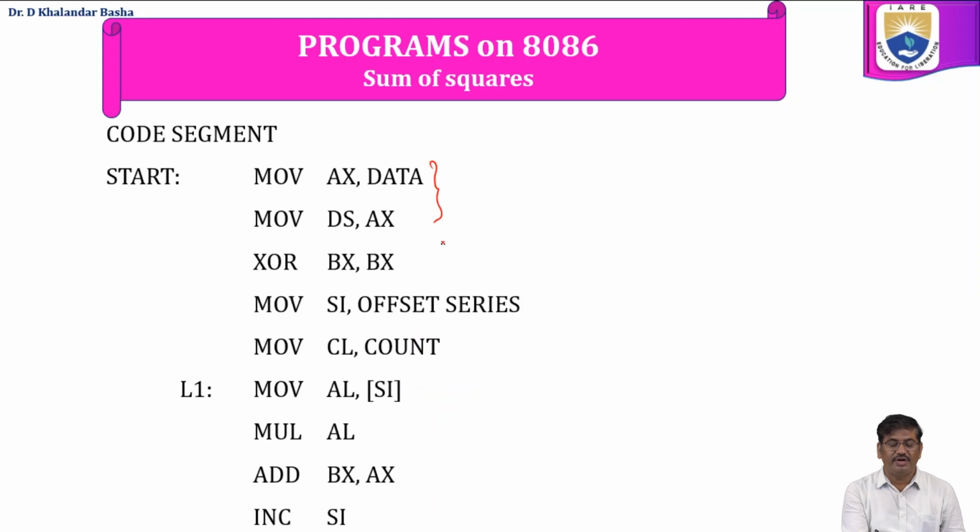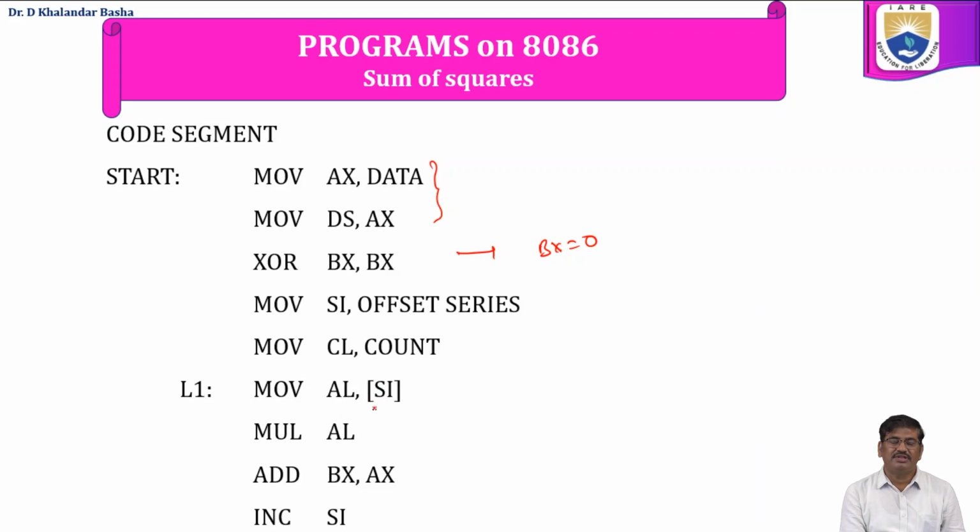The first instructions load the data segment address into the DS register. For the sum, we clear BX with XOR BX, BX, so after this the BX register is equal to 0. For fetching the address of the series variable, we use either the LEA instruction or the OFFSET directive: MOV SI, OFFSET series. This fetches the offset value of the series into the SI register. Then how many values we want to process, we write in the count: MOV CL, count. Next, fetch the first data: MOV AL, [SI].